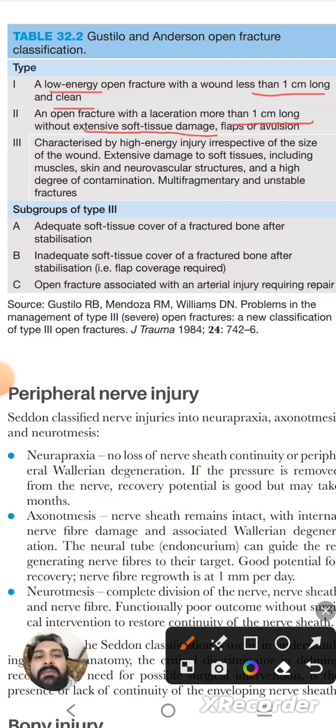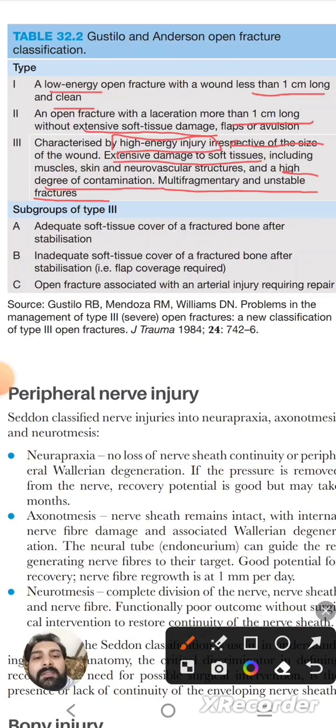Type 3 is when there is very high energy, extensive soft tissue damage, and a high degree of contamination. Due to high energy, the fracture will be multifragmentary and unstable. The size of the wound is not important in type 3. Only the amount of energy, the contamination and damage to the soft tissue are important. It is further divided into three types, A, B and C, depending on whether there is enough coverage after fracture reduction and stabilization.